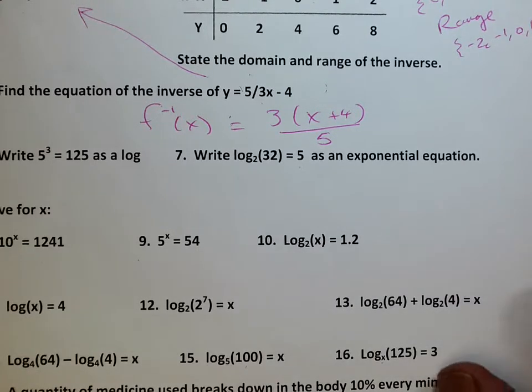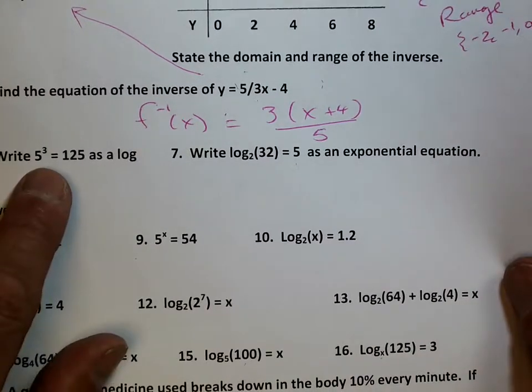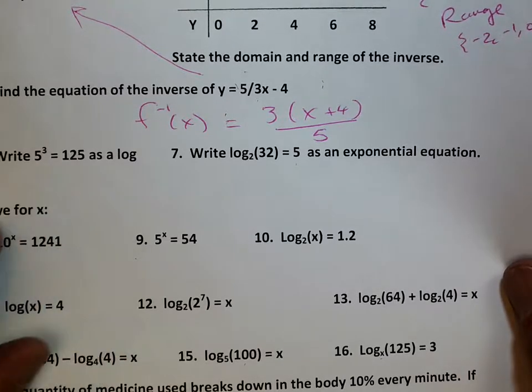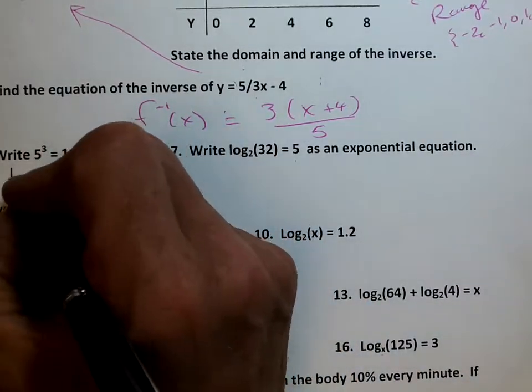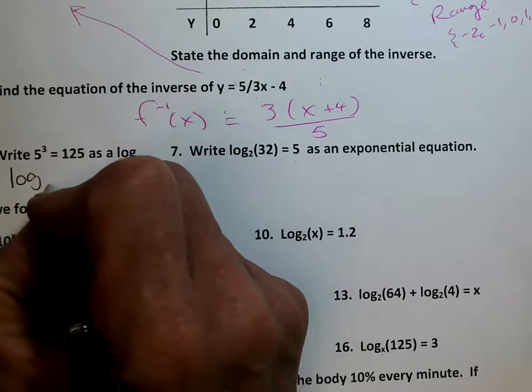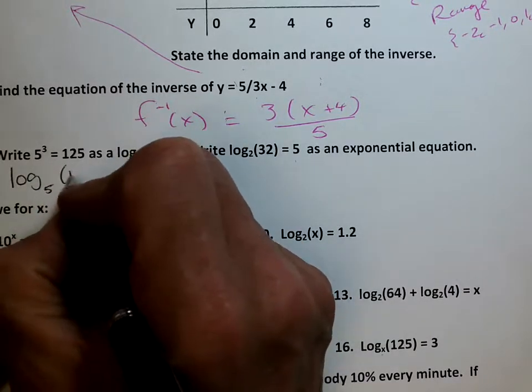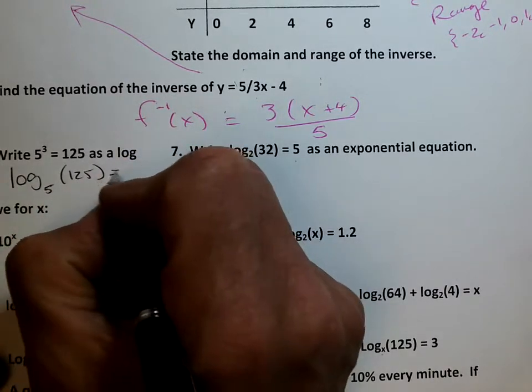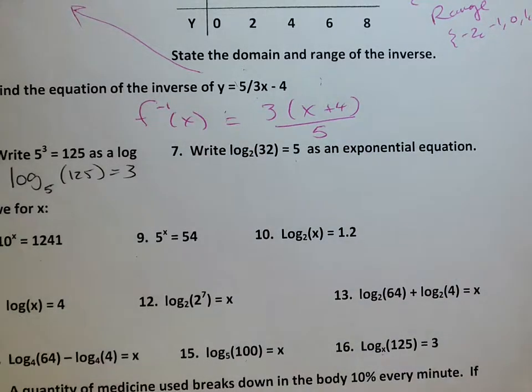Okay, you guys ready for 6? 6 is easy. We're going to rewrite as a log. So we're going to use our rule. We're going to go log of base 5 of 125 equals 3. So we're using these rules. We're going from exponential form to log form, okay? That's all we're doing. And I'll leave that on the board for tomorrow.